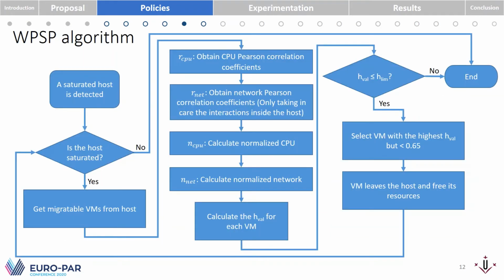The next flow diagram shows the general schema for the WPSP algorithm. First of all, the host saturation policy sends to the WPSP the host with the CPU issues. Then we enter the main loop. The algorithm will move VMs until the host becomes stable. To decide which VM will be moved each time, we must calculate its H-bar values, including the correlation and normalization for each VM in the host. The VM with the highest value lower than the threshold will be the selected VM. Finally, we return to the starting point to check if the host is still saturated.